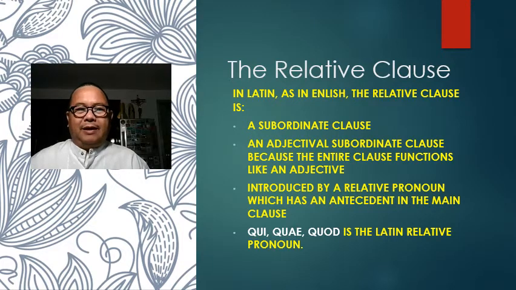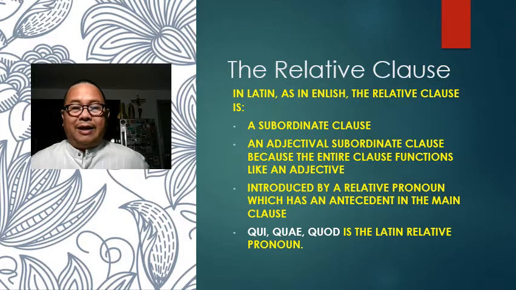Secondly, as a type of subordinate clause, it is called an adjectival clause. Why? Because the entire clause functions like an adjective. Third, a relative clause is introduced by a relative pronoun, which has an antecedent in the main clause. So we will go back to these concepts as we go on. In Latin, the relative pronoun is qui, quae, quod.